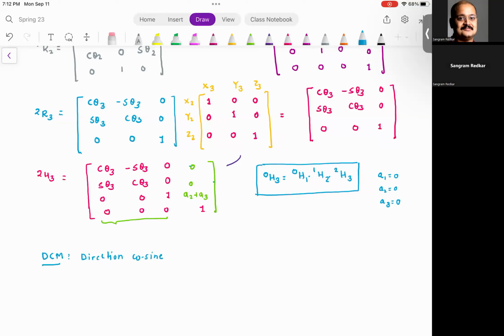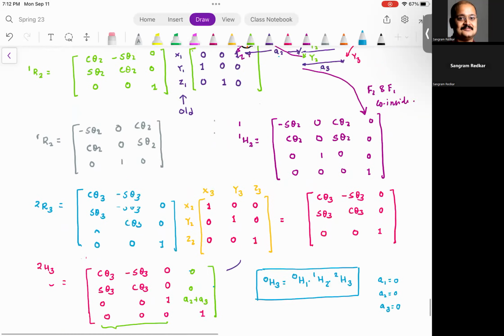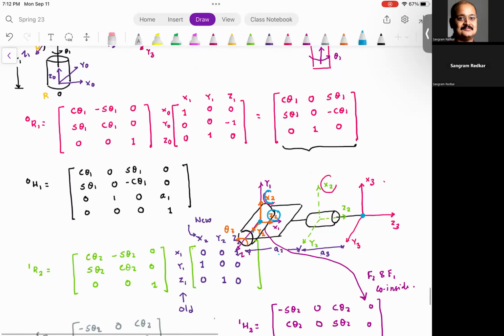That is called the direction cosine matrix. And this direction cosine matrix is the fundamental matrix that is used for aircraft navigation. So if you come to robotics 2, I will derive this again, and I will spend some time talking about DCM. But let me see. You can correct me if I'm wrong. So syms a1, a2, a3.